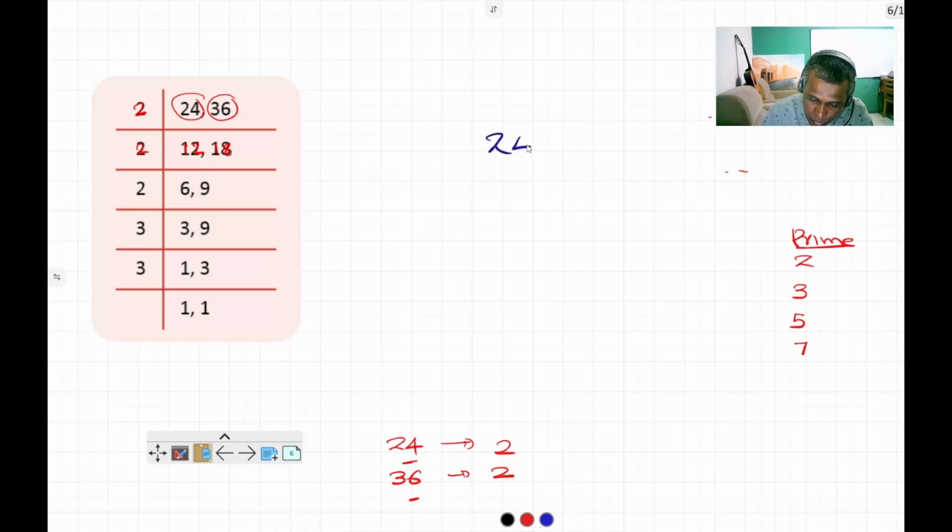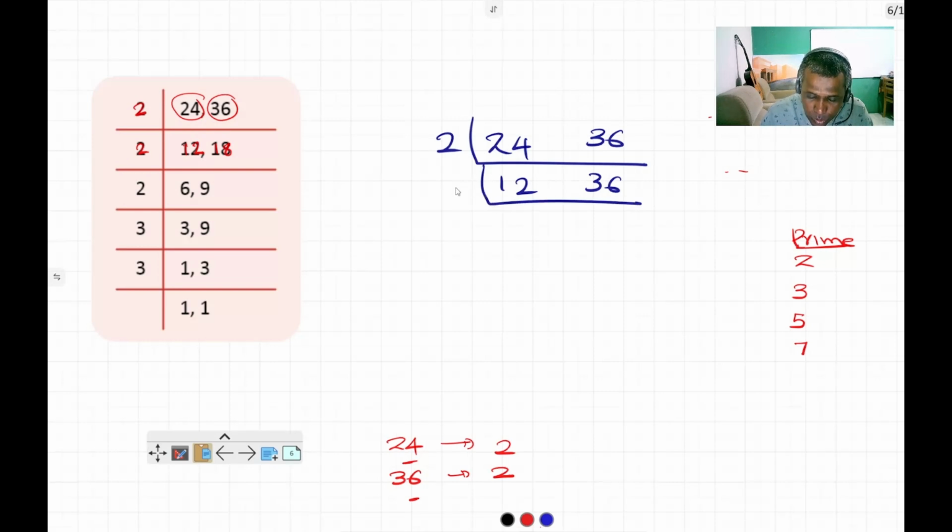24 and 36. I am dividing by 2. I get 12 and 18. Next, it is common for 2, so I divide again. I get 6 and 9. Now I can see that these two numbers are divisible by 3. Of course, I can divide by 3 here. Then I get 2, and here I get 3.